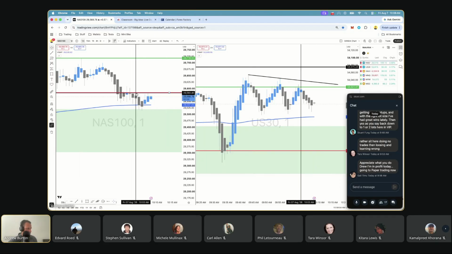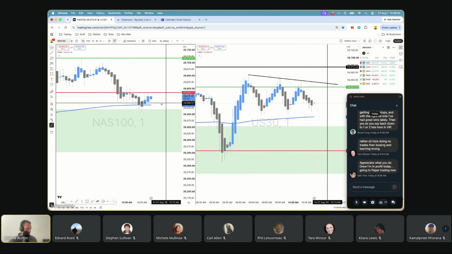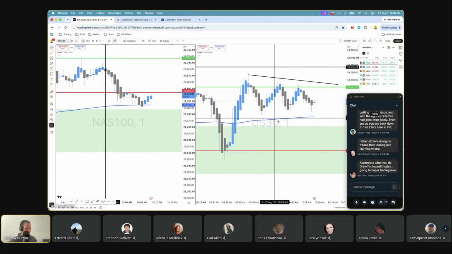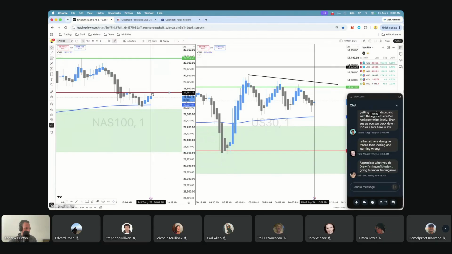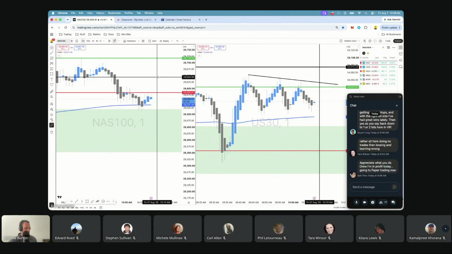Okay, this does look like it's just ranging here, so it's not giving us a trade. If we break back above the red line, we could take a long.